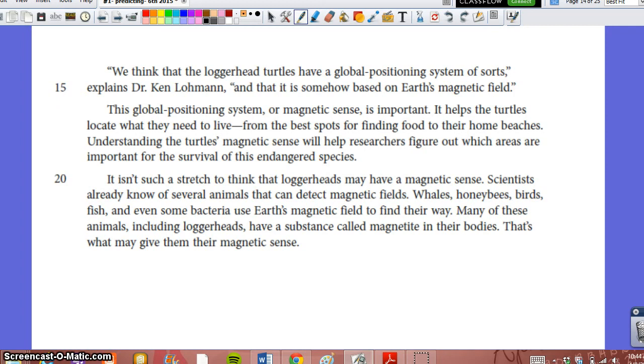It isn't such a stretch to think that loggerheads may have a magnetic sense. Scientists already know of several animals that can detect magnetic fields. Whales, honeybees, birds, fish, and even some bacteria use Earth's magnetic field to find their way. Many of these animals, including loggerheads, have a substance called magnetite in their bodies. That's what may give them their magnetic sense.